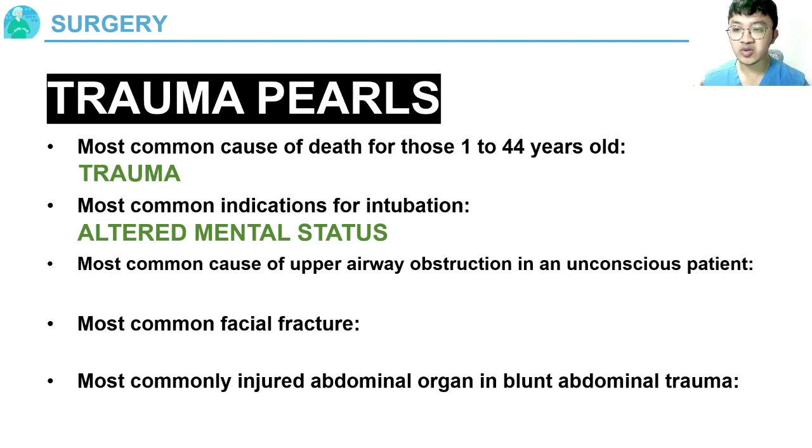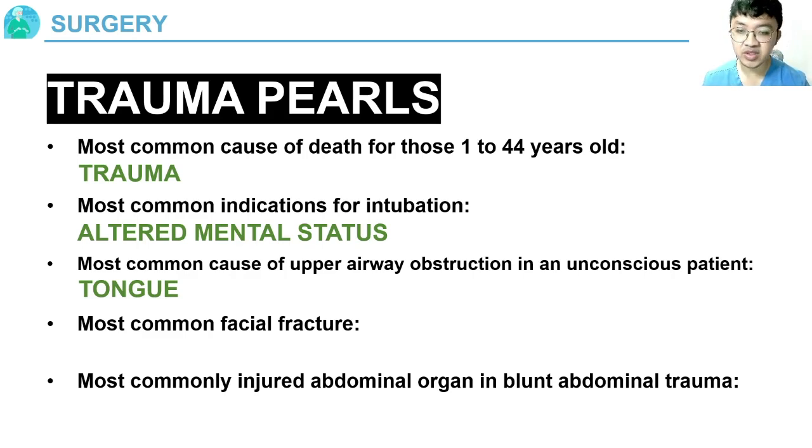So the most common cause of upper airway obstruction in an unconscious patient, this is your tongue. Okay? So it's not peanut, it's not meat, it's the tongue. So they consider it as an object which causes your obstruction. Then if the patient has altered mental status, they're prone to aspiration, not only aspiration, but they can't protect their airway from being occluded by the tongue. So that's where you intubate the patient already.